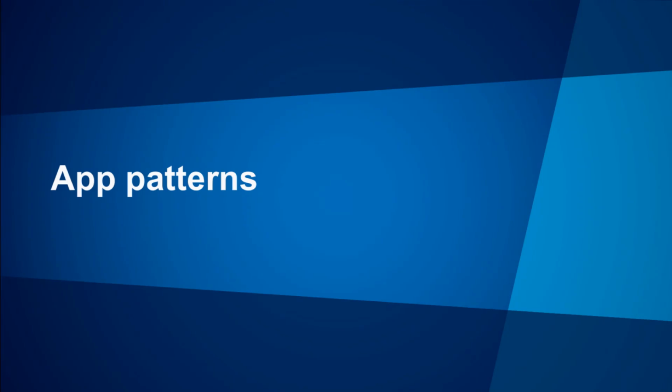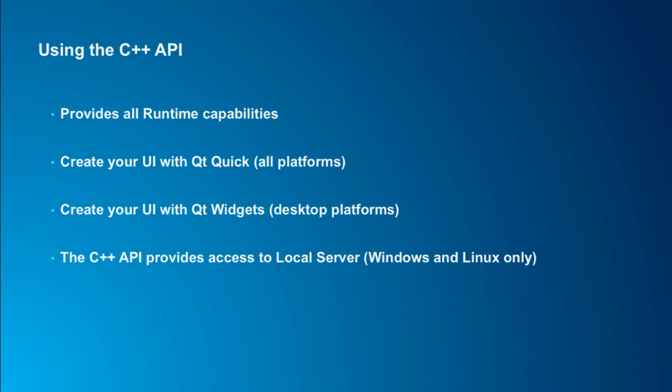All right, now we're going to talk about the app patterns. Remember I mentioned that you had some choices when you start building a runtime application. And those choices have to do with, there's actually 3 different patterns you use, and I'm going to show you them right now. The first one, let's talk about, actually the first 2 are using the C++ API.